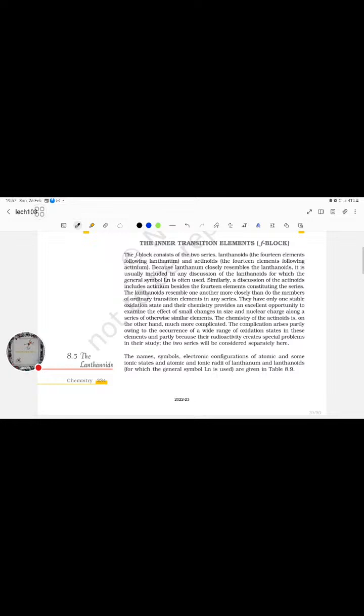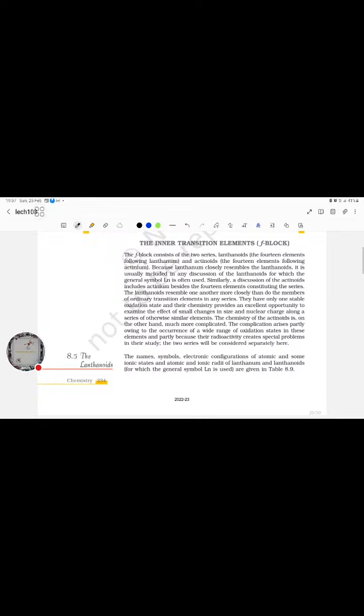அதாவது லாந்தனைட்ஸோட ஜென்ரல் சிம்பிள் இஸ் Ln and lanthanum has a symbol of La. Similarly, the discussion of the actinoids includes actinium besides the 14 elements constituting the series. The actinoids அப்படின்றது though it is not, we'll include actinium in the discussion of actinoids since it is closely resembling the elements in that particular series.